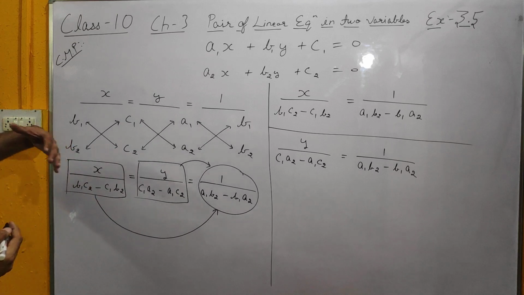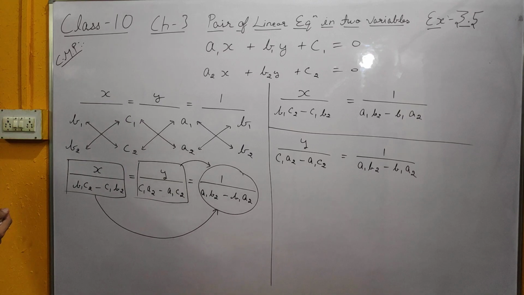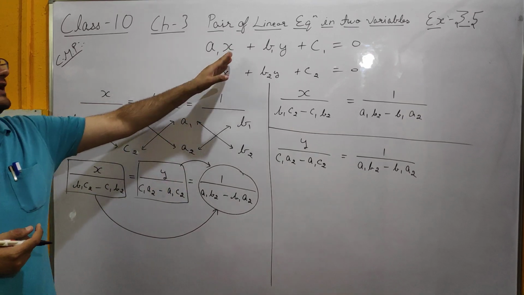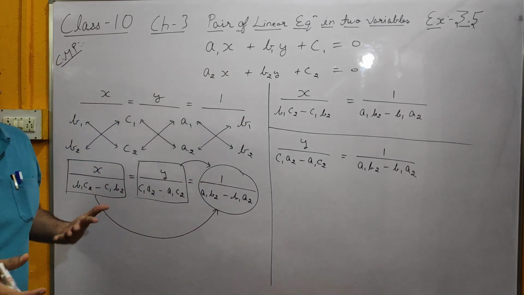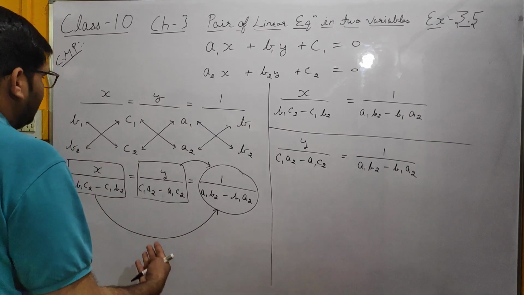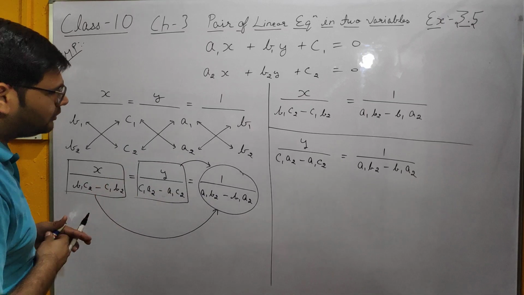So this is known as the cross multiplication method, to find the values of variables, whether they are x, y, u, v or x, z, whatever they are. Clear? So you can note this down and then we will take some examples also. But before taking any example and solving questions, I'll tell you one more thing.